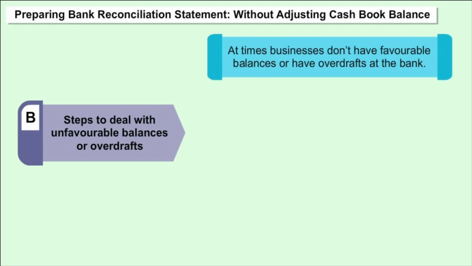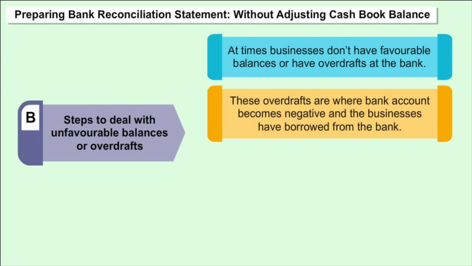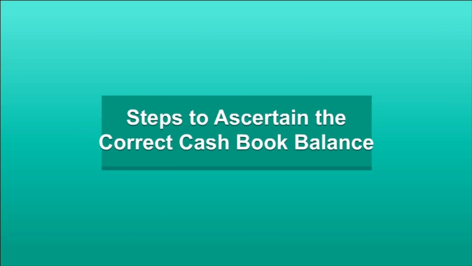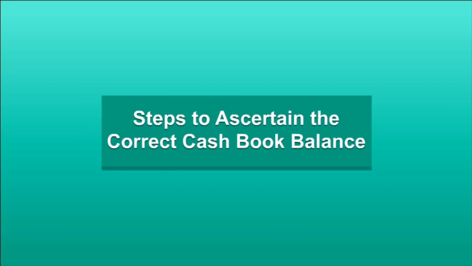At times, businesses don't have favorable balances or have overdrafts at the bank. These overdrafts are where the bank account becomes negative and the businesses have borrowed from the bank. This is shown in the cash book as a credit balance. The overdraft is called a debit balance as per passbook and is treated as a negative figure on a bank reconciliation statement. Step 2. Ascertain the correct cash book balance.